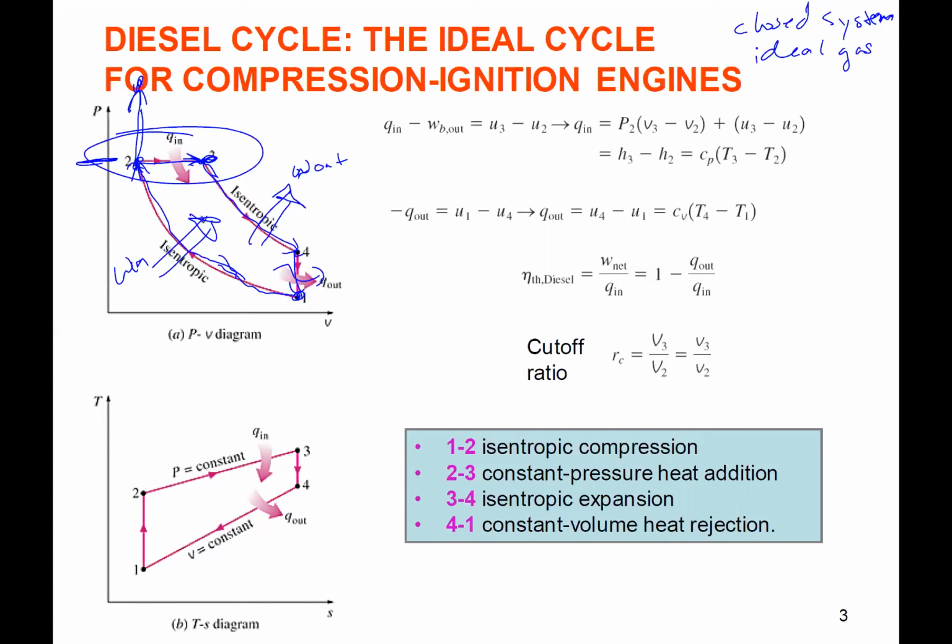But the other thing that happens from 2 to 3, because we're changing volume, right? We're going from 2 to 3 here. We have work, right? So this process also has a work out. Okay, where in the Otto cycle, it did not because it was at constant volume.